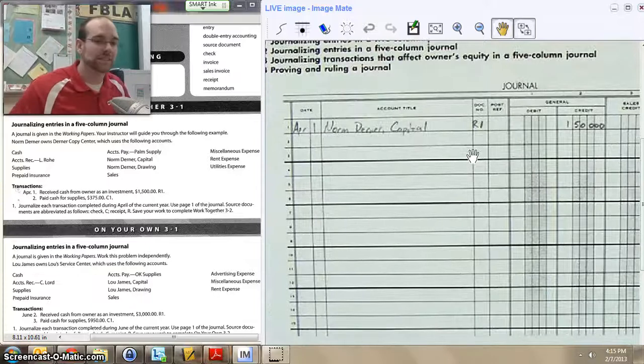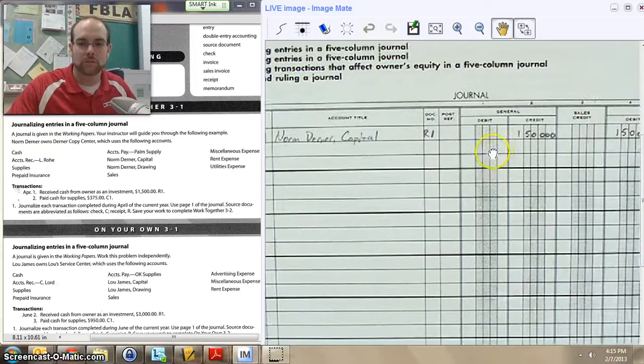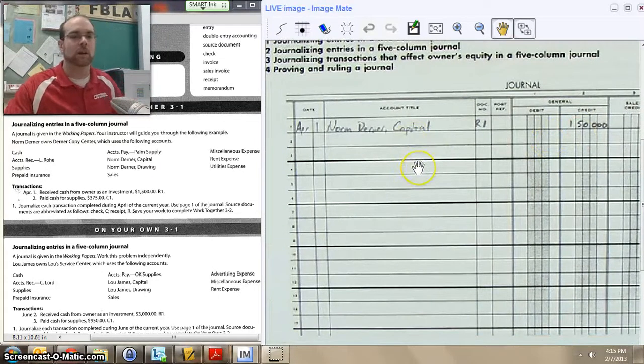Now let's move on to the second transaction, which happened on April 2nd. We paid cash for supplies. First thing I want you to do is identify the two accounts that are affected. One is cash, the other is supplies, and cash is going to go down and supplies is going to go up. Since we already have that cash column, we have to identify the other column in the account title.